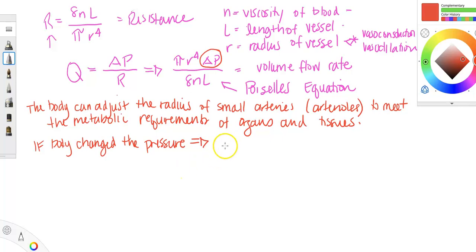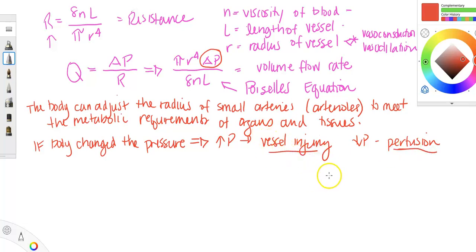So the pressure itself, increasing pressure can cause vessel injury, broken vessels, and too little pressure can have an effect on perfusion. So the blood pressure itself can be changed through the vessel diameter being changed without affecting tissues and vessel integrity.